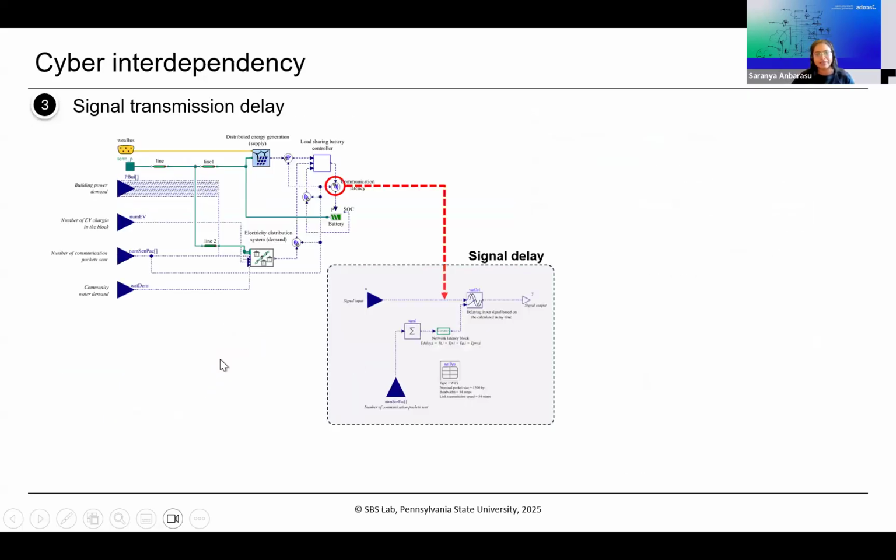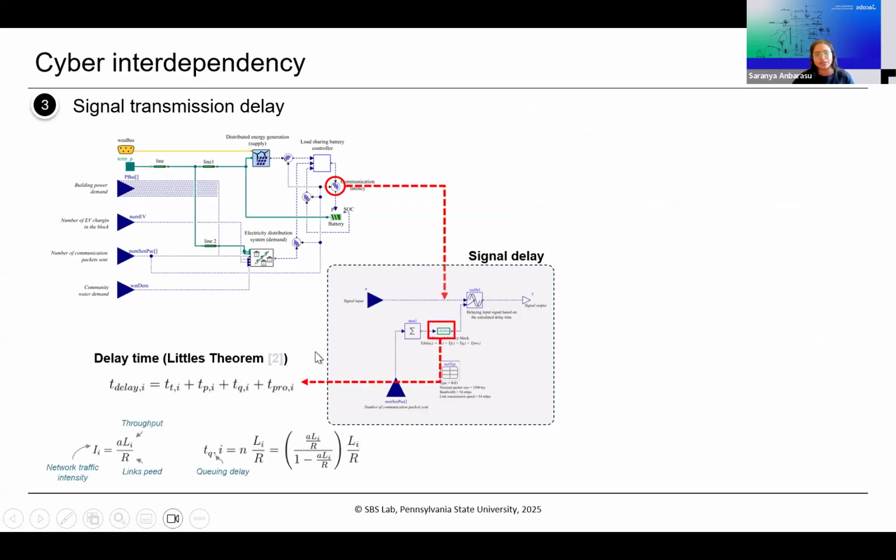The third cyber interdependency was signal delay, which is very common, right? Say you're sending signals to the controllers, or the bandwidth is not supported enough. We're going to see some delay in signals reaching the controllers, and that will impair the controller actions. That interdependency was traced by a delay time based on communication theory, specifically Little's theorem. It includes queuing delays, transmission delays, and propagation delays based on the network traffic intensity.